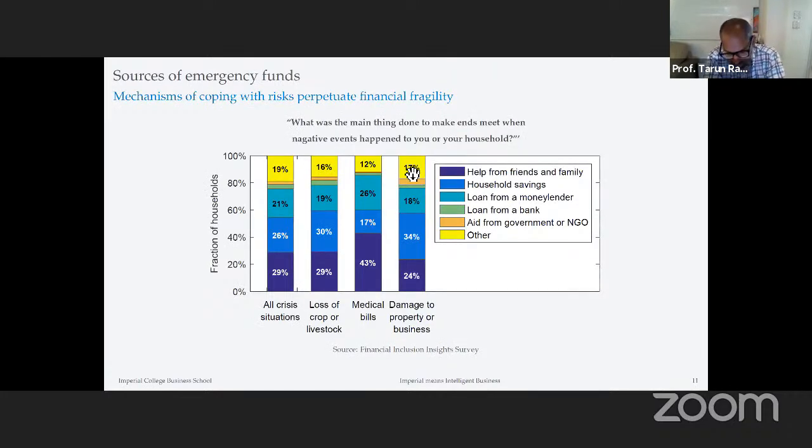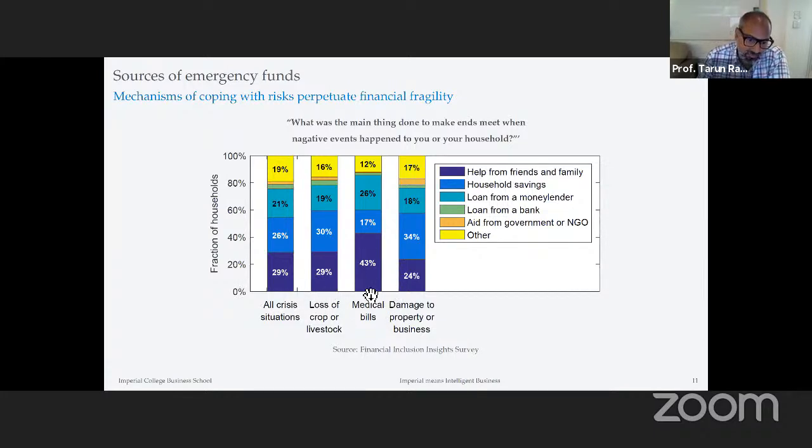Now, what happens when households face these kinds of emergencies? We documented this in 2017, but this becomes extremely relevant when we consider the current situation. So when you look at what they were asked, which was, what was the main thing done to make ends meet when negative events happen to you or your household? And again, from the Financial Inclusion Insight Survey, you can see that informal sources of financing are the main mechanism of coping with risks. And this actually turns out to perpetuate financial fragility, as I will try and argue in a bit.